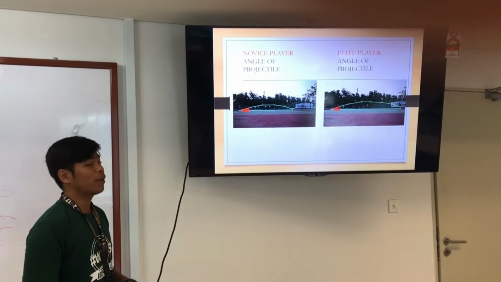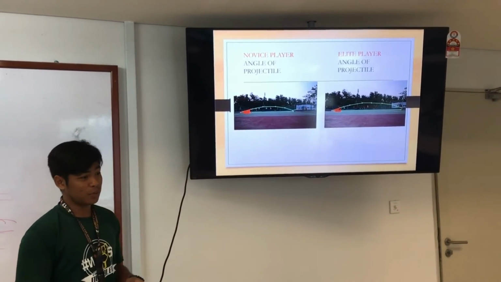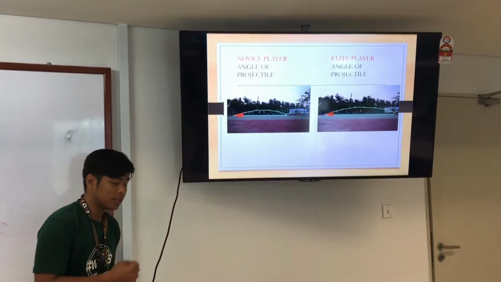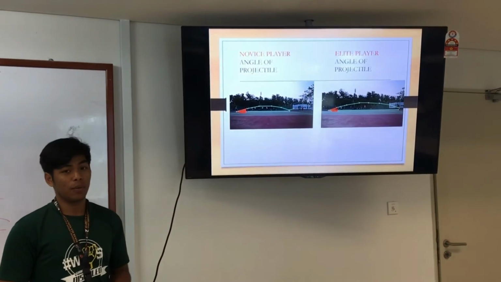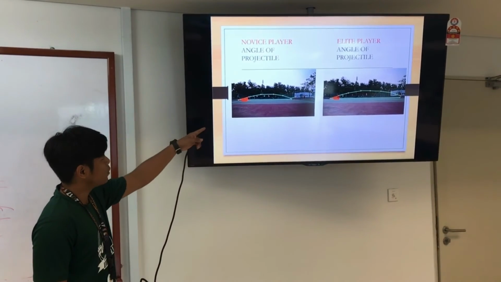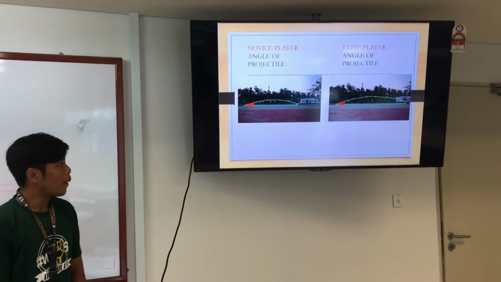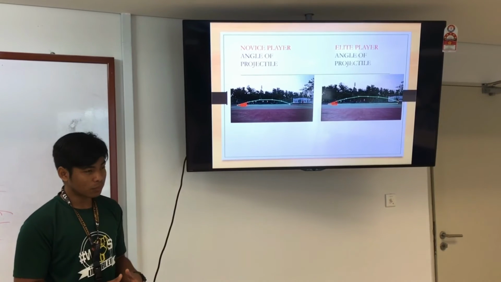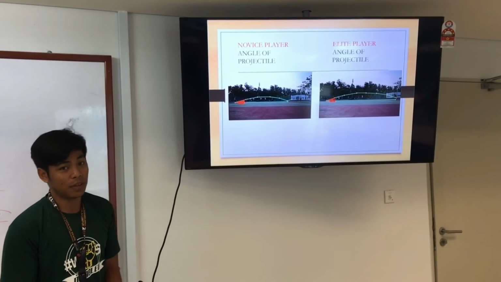So first one, we look at the novice player. The angle of the projectile, we take from the distance of point A to point B and the projectile of the ball. So between the two lines, we can get the angle of projectile. For the novice player it is 15 degrees. The optimal angle that we need in every sport is 45 degrees.